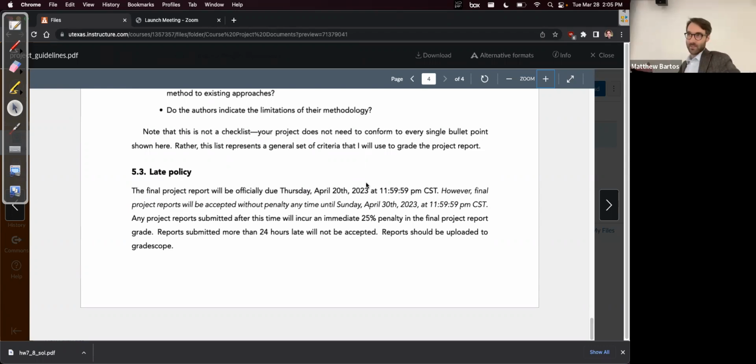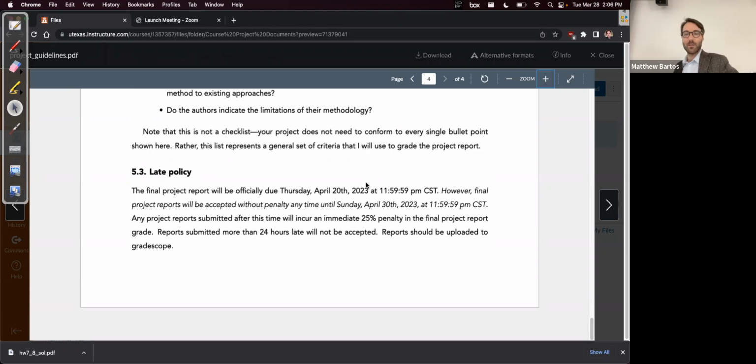And that is during the final exam period. So the official due date is on the last day of class, but you can turn in anytime before 11:59 p.m. on Sunday, April 30th, without any penalty. Okay. Are there any questions on that due date? Questions or concerns?